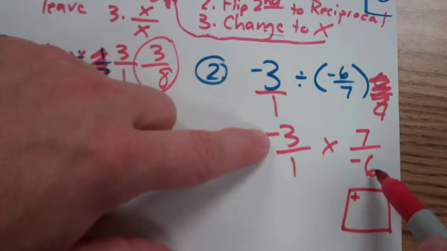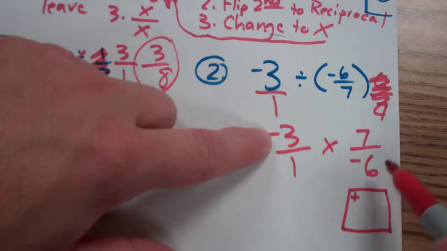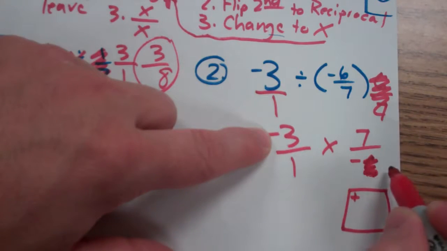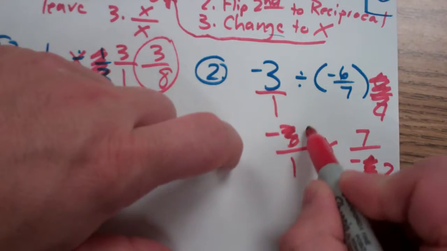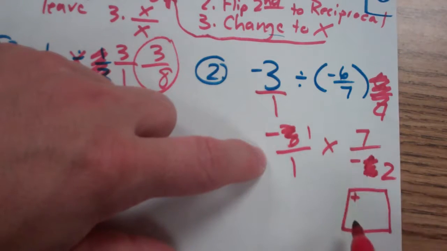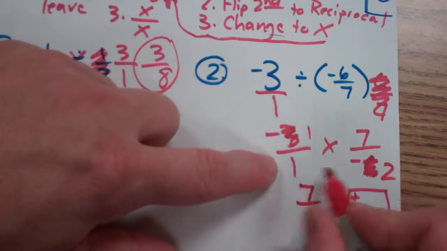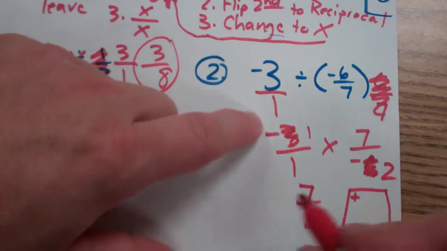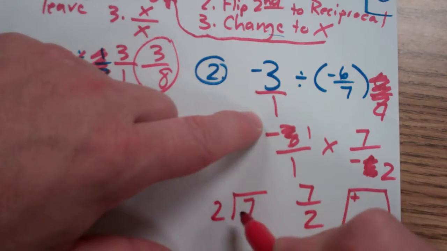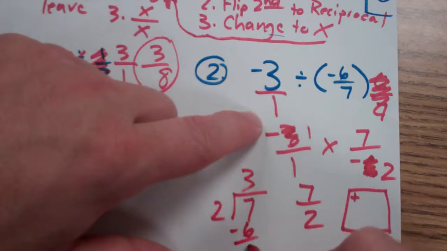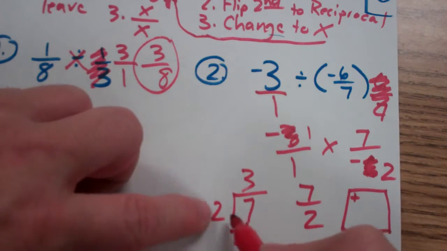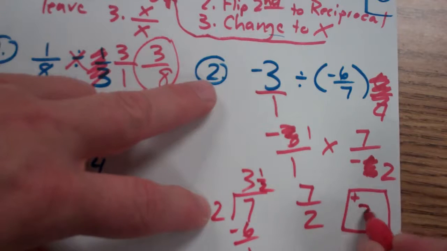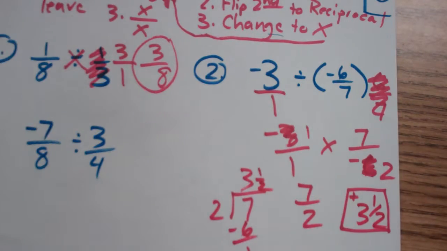Now I look to cross simplify. 3 goes into both 6 and 3. 3 goes in there twice. I divide it. 3 goes in there once. I divide it. I end up with 1 times 7. 1 times 2. We have 7 halves. Your last step will be to simplify. So that's a division problem. 7 divided by 2. It goes in there 3 times with the remainder of 1. That's 3 and 1/2. And I already know it's positive. So my answer is 3 and 1/2.